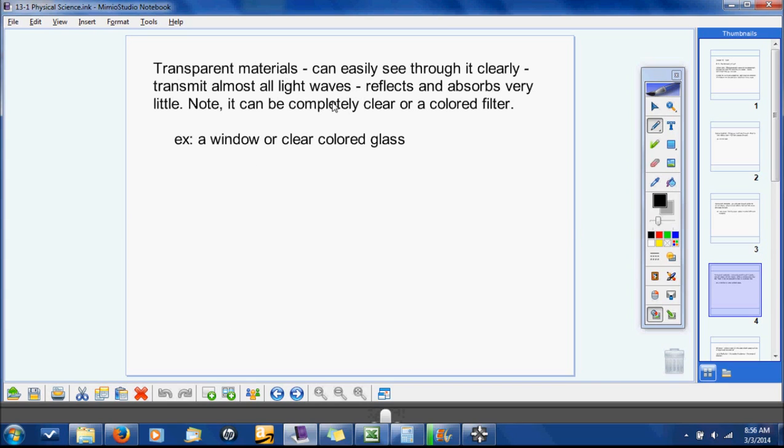Almost all the light waves will come through. It'll reflect and absorb some, but not very much. Window glass is a very, very good example of something that's transparent. Okay? If you look out through your window, you will see through it clearly, unless you have a dirty window. In which case, clean it and you'll be able to see through it very clearly. The image will be bright and crisp and you can see details through it.